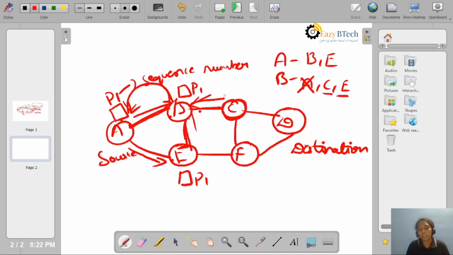C does not have a data packet, so it sends the data packet to C. E has a data packet P1.